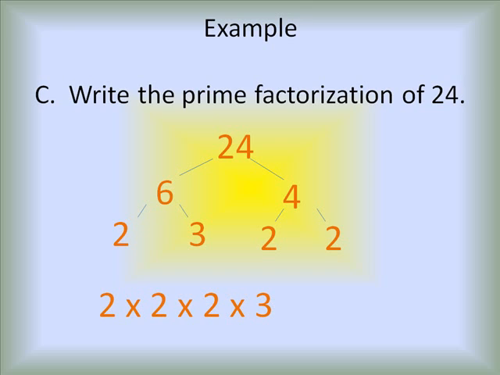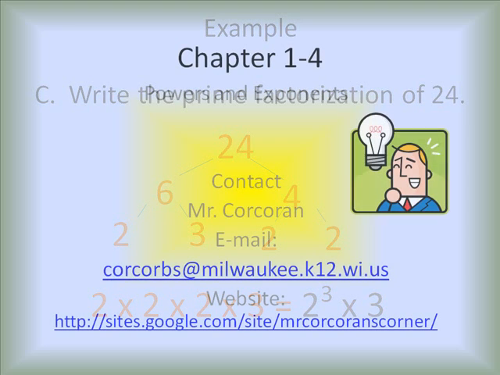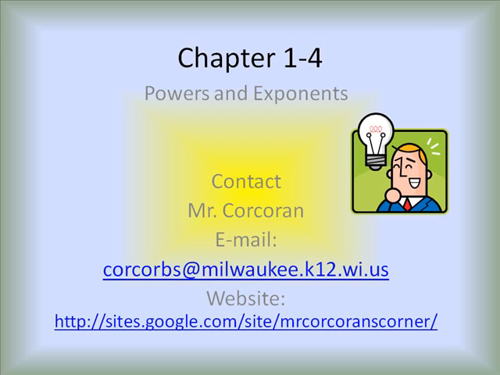At the bottom, I've written the prime factorization. 2 times 2 times 2 times 3. Because the 2 is written 3 times, I can write it as a 2 to the 3rd power times 3, shortening my answer. Today was your lesson on powers and exponents.